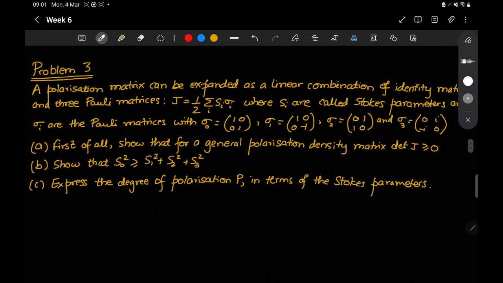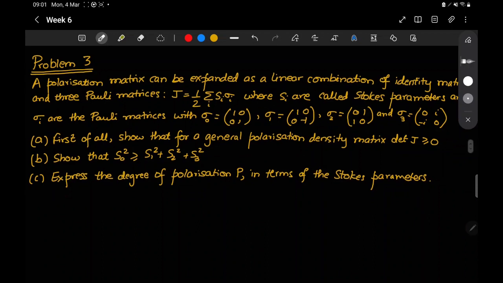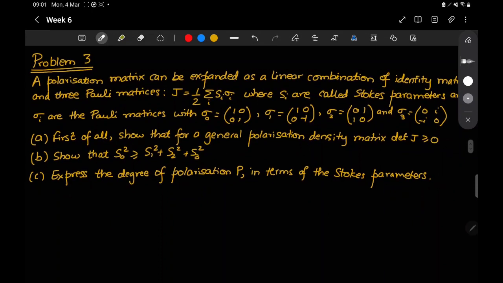The question is part A. First of all, show that for a general polarization density matrix, determinant of J is greater than or equal to 0. And then show that, this is part B, show that S0 squared is greater than or equal to S1 squared plus S2 squared plus S3 squared. And part C is express the degree of polarization P in terms of the Stokes parameters.